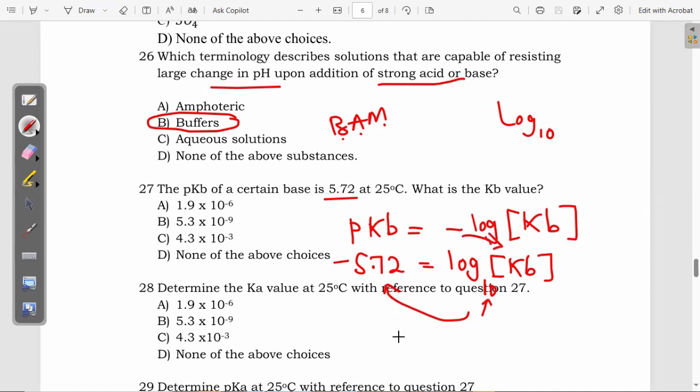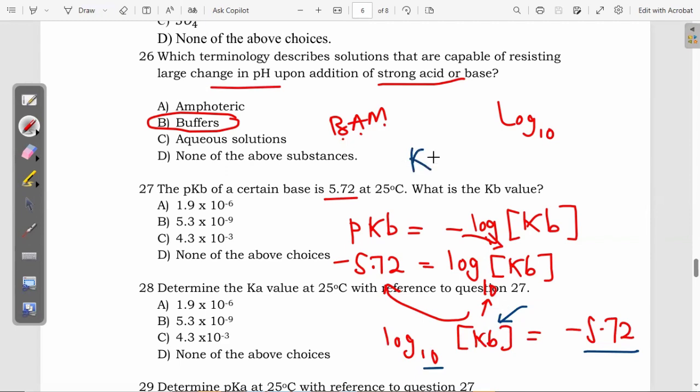So I should write it in this form: log base 10, and then Kb is equal to minus 5.72, like that. So this is base to the power answer is equal to what is in the middle. So what is in the middle is the Kb. So I'm going to write the Kb equals base, which is 10, to the power answer, minus 5.72. So just punch this now onto your calculator to see what you're going to get. Okay, so when I punch this on my calculator, I'm getting 1.905 times 10 to the power minus 6.